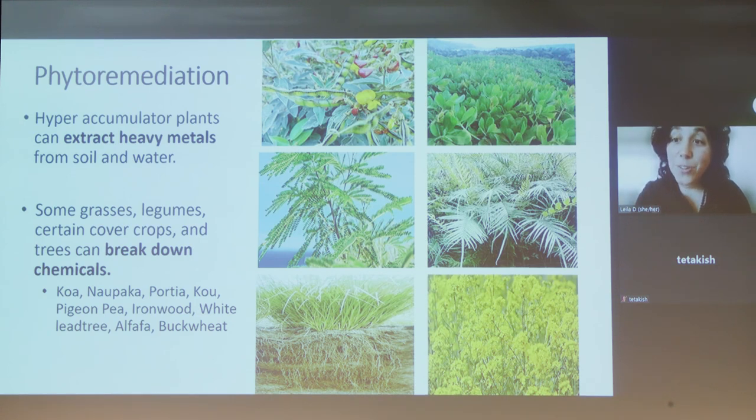And then certain ferns, like the ladder brake fern, are good at pulling up arsenic. So there's a lot of different research, a lot of different plants out there. When we're doing phytoremediation, we always want to start as much as we can with native plants. We never want to use invasive ones.